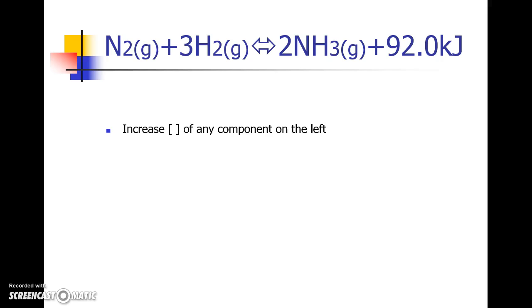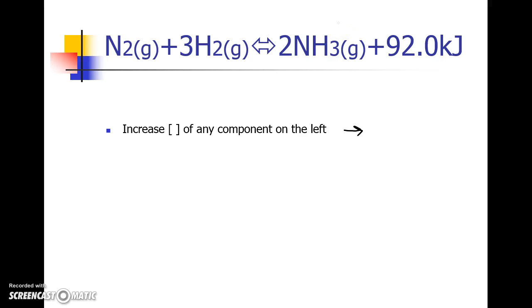So if we increase the concentration of any component on the left, if we increase anything on this side, the reaction's not going to be happy. It's going to be kicked out of equilibrium. So in that case, it will shift to the right. It will shift this direction to compensate for it and increase the production of NH3.